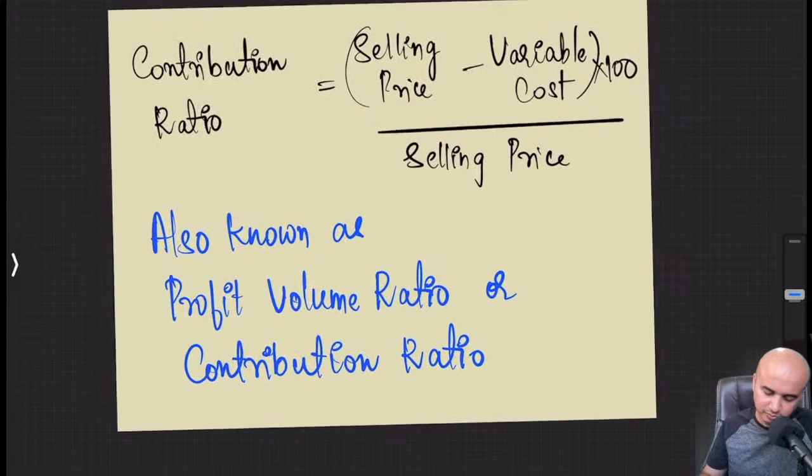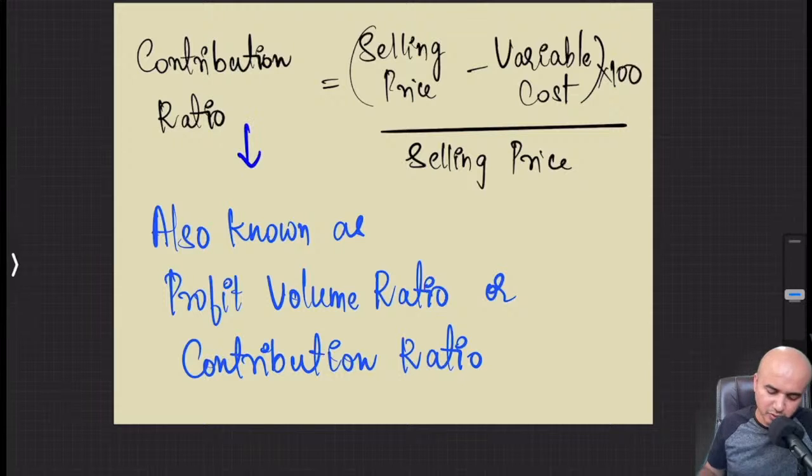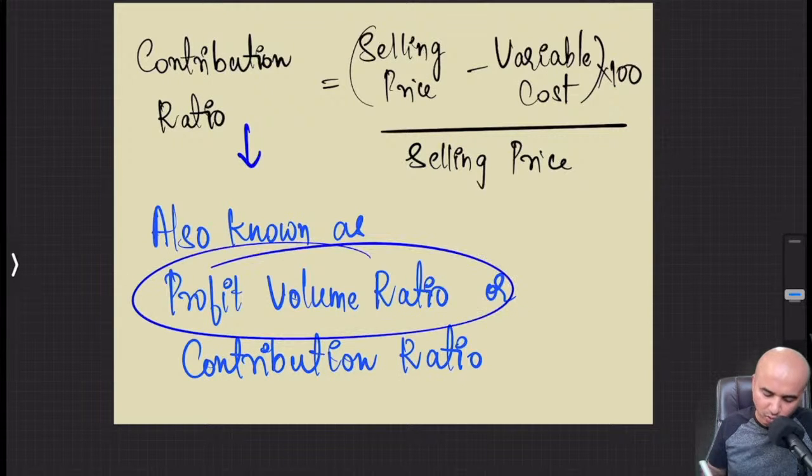By the way, this contribution ratio is also known as profit volume ratio. So in the exam, they may ask you to calculate profit volume ratio or contribution ratio. Both mean the same. There is no difference between the two. Most often they use the word profit volume ratio or PVR, but sometimes just to confuse you, they may even call it contribution ratio. Just be aware of that. That's it.